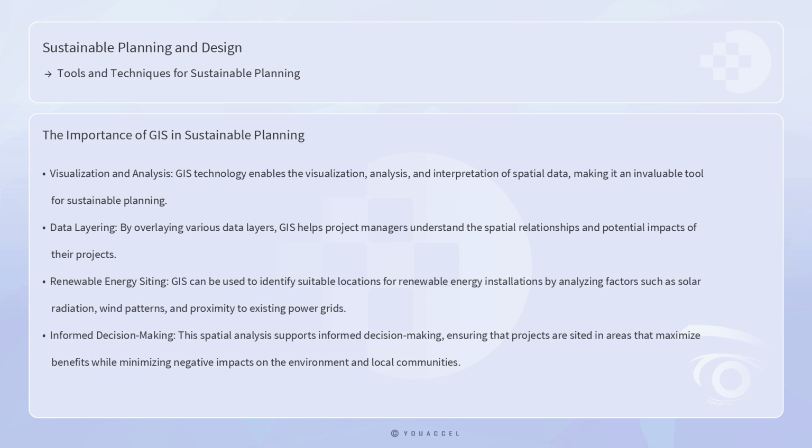For example, GIS can be used to identify suitable locations for renewable energy installations by analyzing factors such as solar radiation, wind patterns, and proximity to existing power grids. This spatial analysis supports informed decision-making, ensuring that projects are sited in areas that maximize benefits while minimizing negative impacts on the environment and local communities.